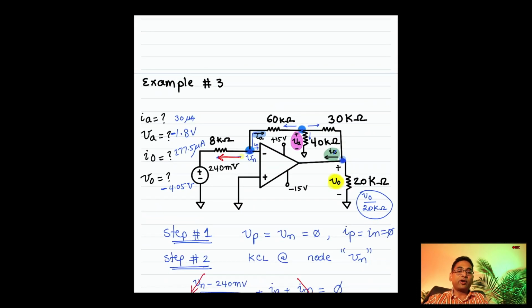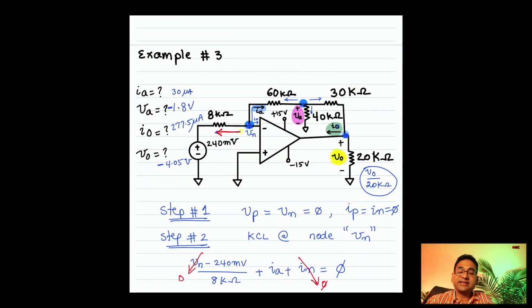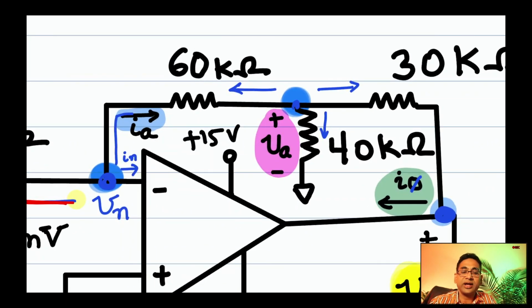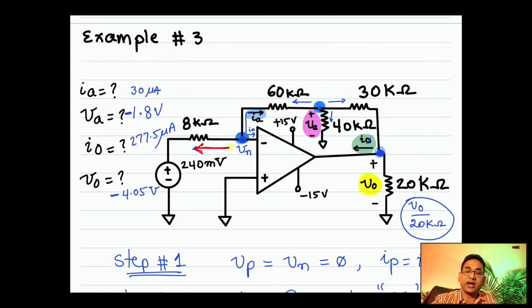In order to solve this problem, it is a negative feedback configuration. What we did was to apply the rules Vp equals Vn, In equals Ip equals 0. Then it's just a matter of applying KCL at 3 different nodes, the nodes highlighted in blue. At each of those nodes, you apply KCL, and that will give us the 4 unknowns that we are trying to calculate.